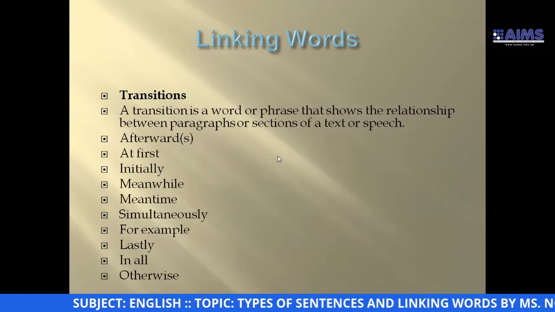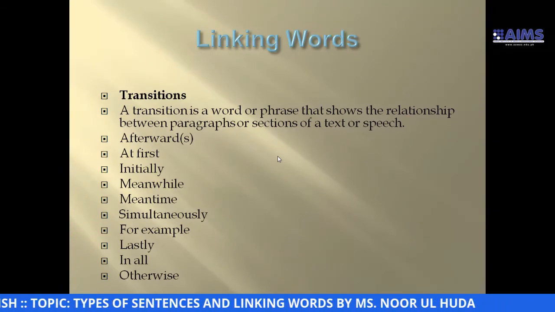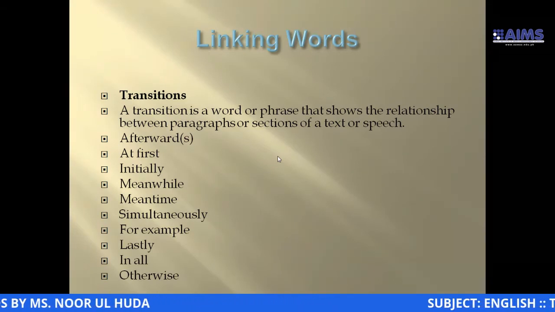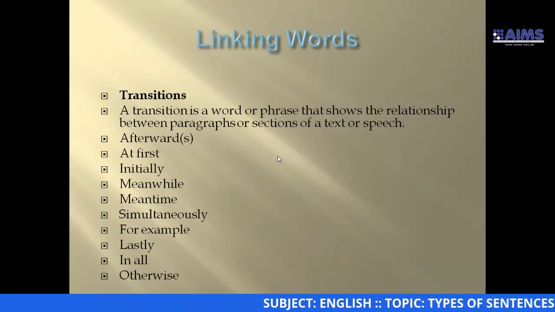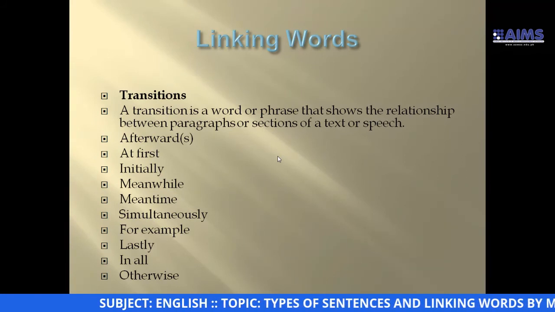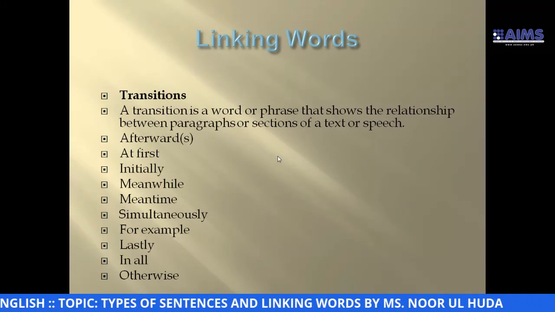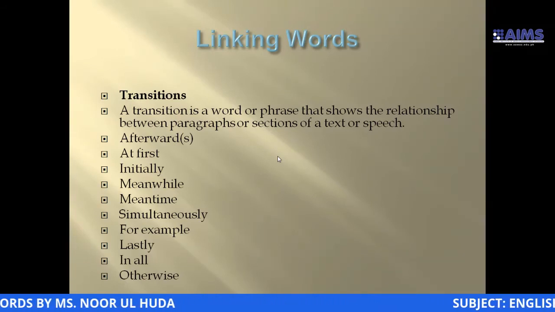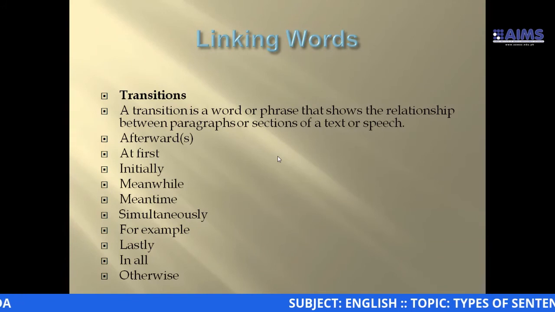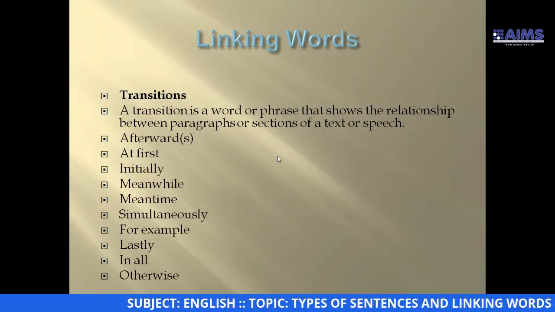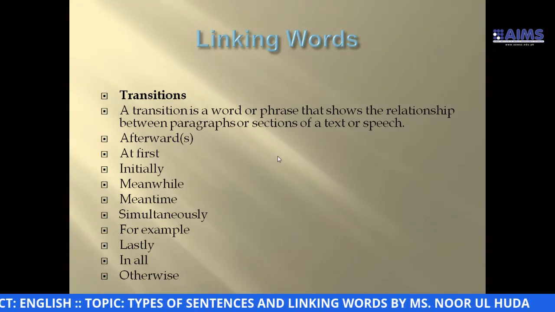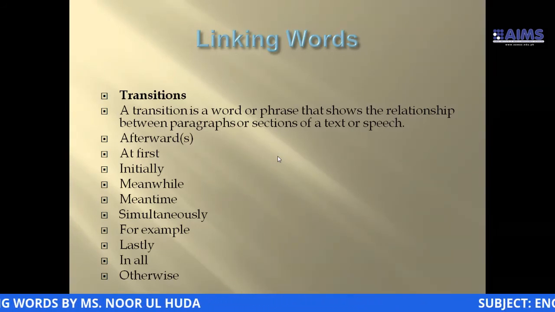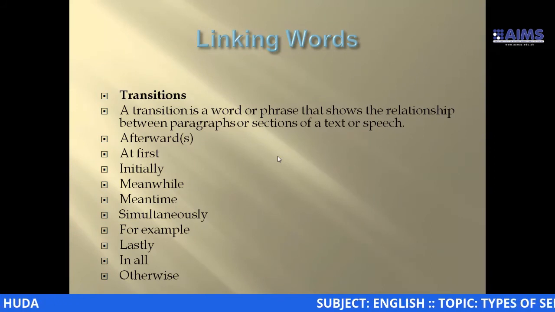A transition is a word or phrase that shows the relationship between paragraphs or sections of a text or speech. Now, what is the relationship here? It means the relationship between the ideas. Let's suppose we move from one idea to another, from one paragraph to the other paragraph. Sometimes we conclude things in a single writing. So we should form strong links between the ideas, between the passage, between the words.